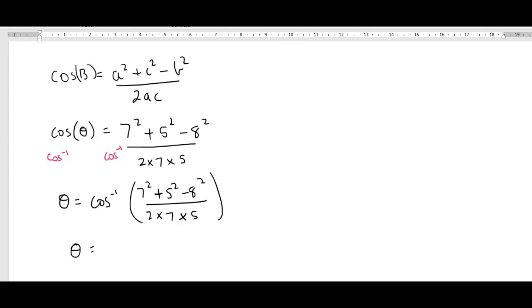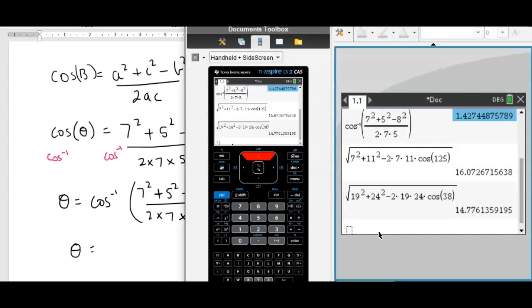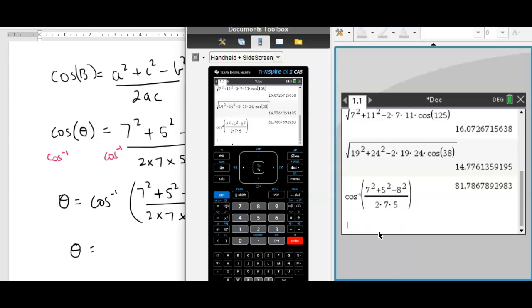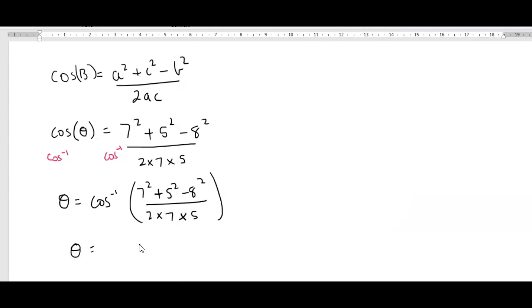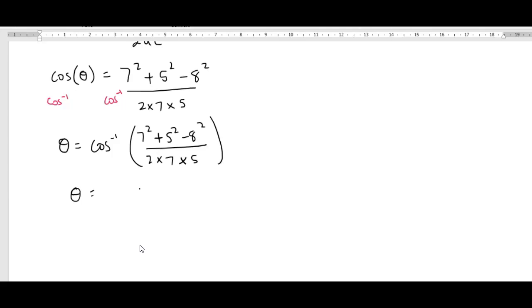Okay, so you would have seen me already edit the other two answers. Again, not the most professional. Okay, so I'm going to just highlight what I did before, and there we go, 81.79. Or how many decimal places do we have to do it to? Okay, 81.79.